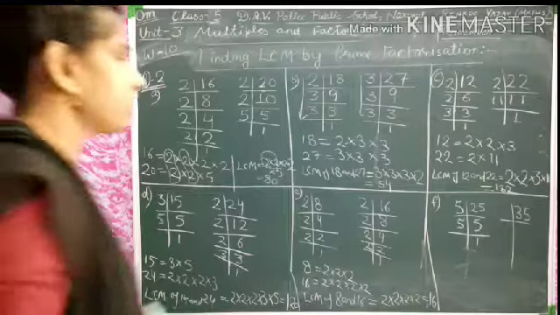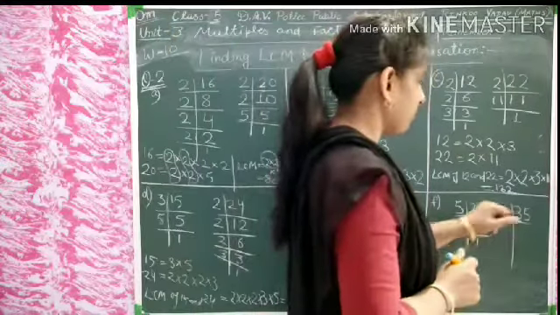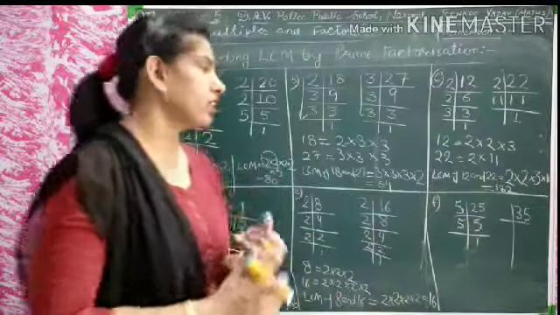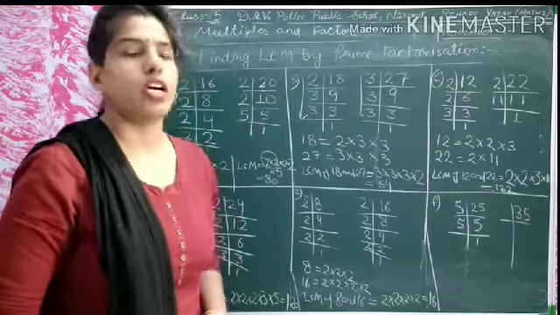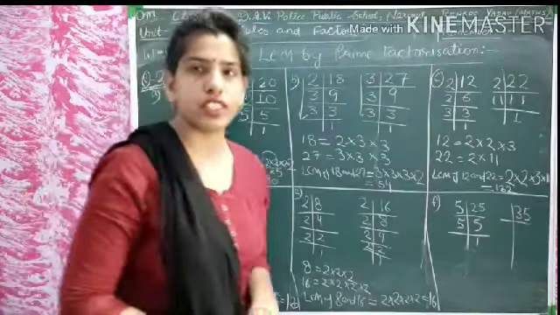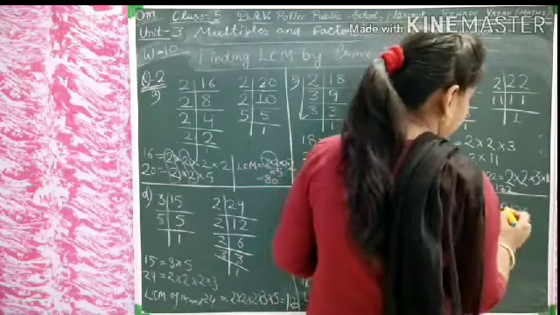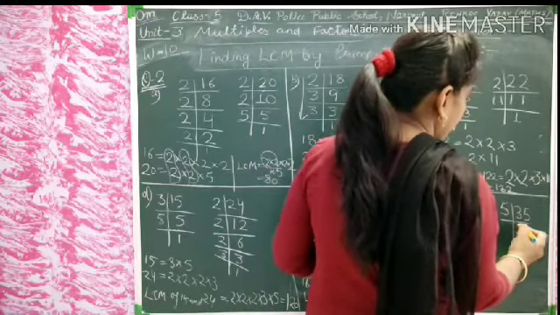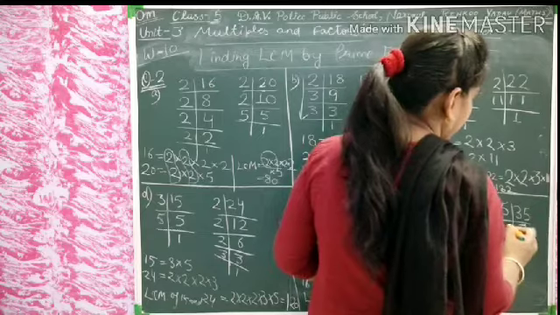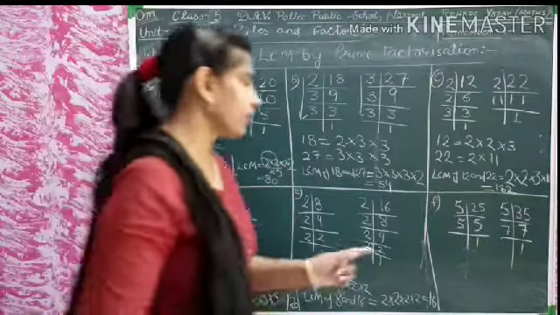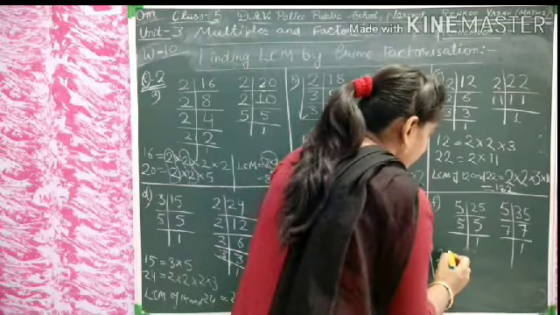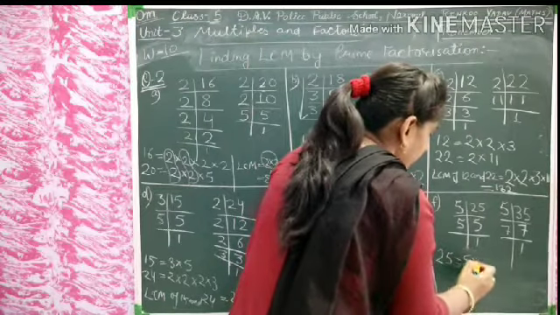So students, the prime factors of these are this, and for the prime factors of 35, it is not divided by 3, not divided by 2, and the next number is 5. Yes, it will be divided by 5. And then 5 is the prime factor of this. 5 sevens are 35 and 7 ones are 7. Is this clear, students?